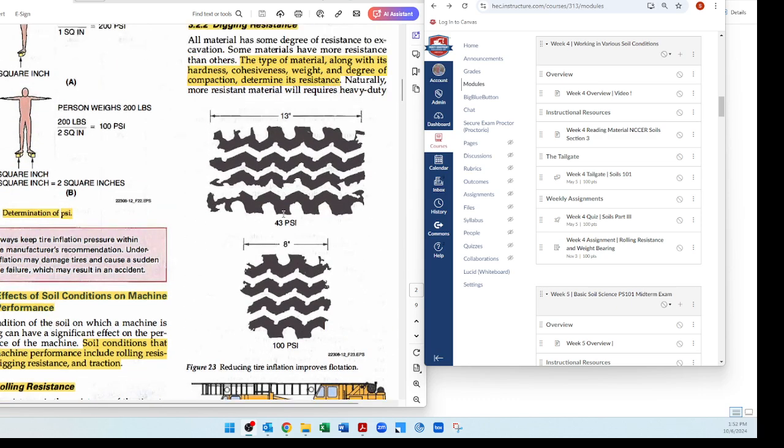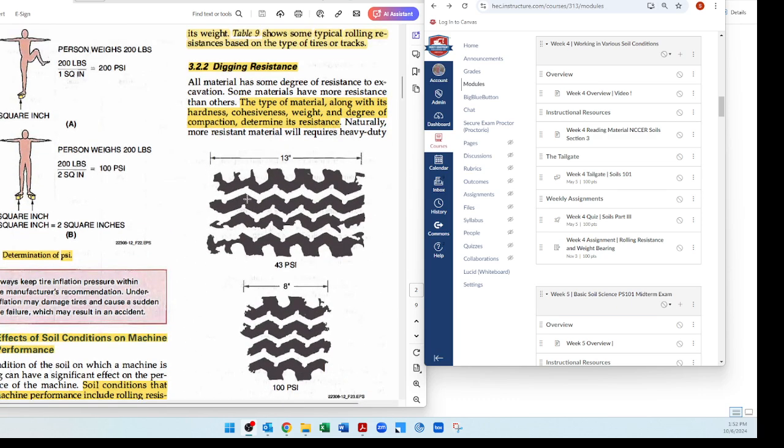Anyway, this will be the length and this will be the width, let's say. So the whole deal is a rectangle. If you take 13 inches, multiply it times 8 inches, you're going to get 104 square inches of surface area on a single tire.